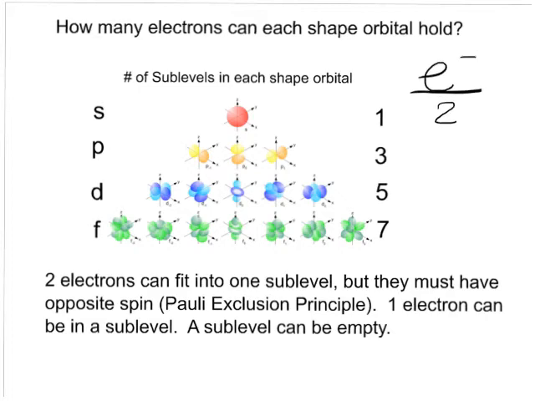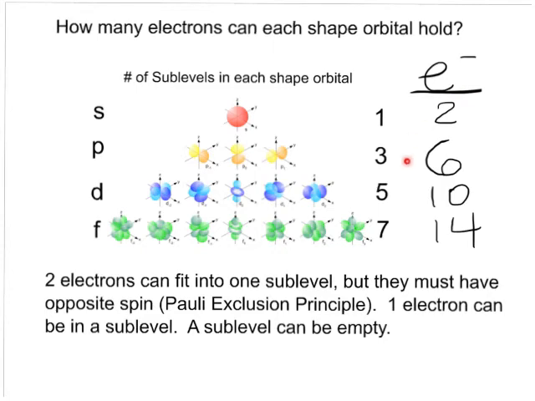Now, what about the p orbital here? It has 3 sublevels. Each of those sublevels could hold 2 electrons. So, how many electrons could a p orbital actually hold? The maximum number would be 6. The maximum number for a d orbital would be 10 because it has 5 sublevels. And for an f, it has 7 sublevels, so it could hold a maximum of 14.